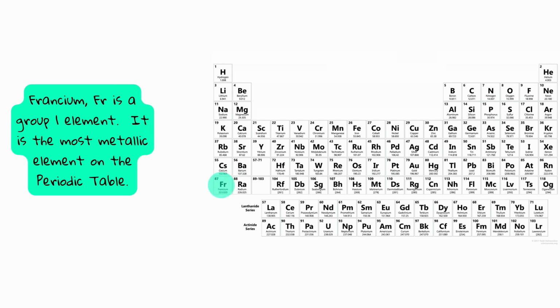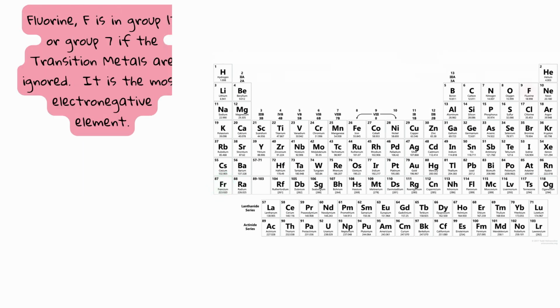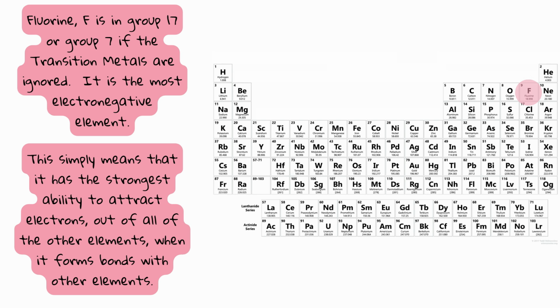Francium is a group 1 element. It is the most metallic element on the periodic table. Fluorine is in group 17, or group 7 if the transition metals are ignored. It is the most electronegative element. This simply means that it has the strongest ability to attract electrons out of all of the other elements when it forms bonds with other elements.